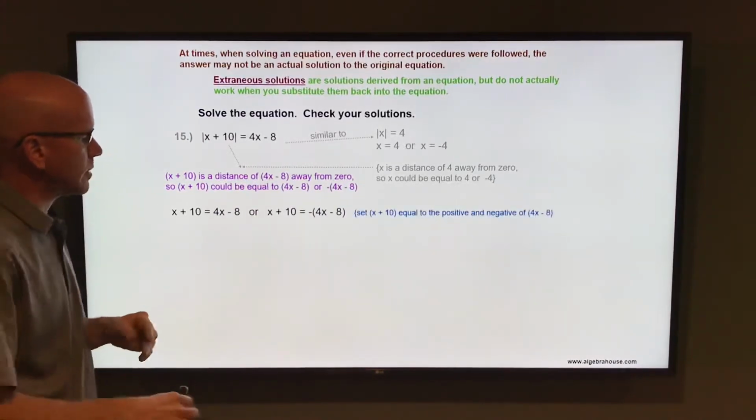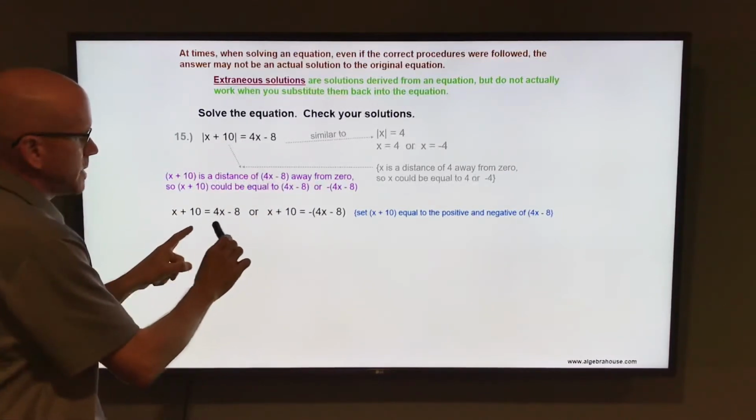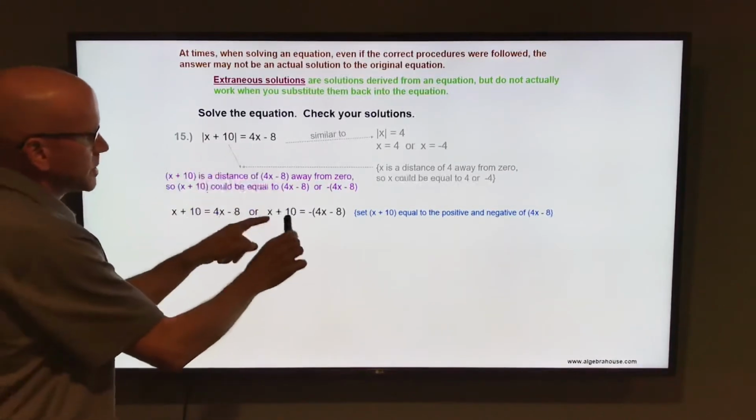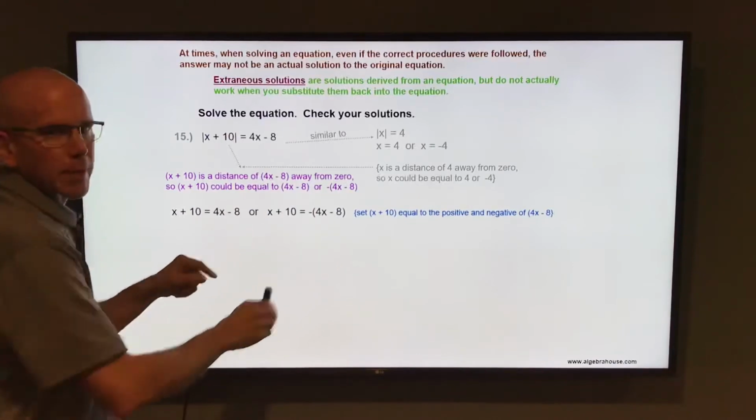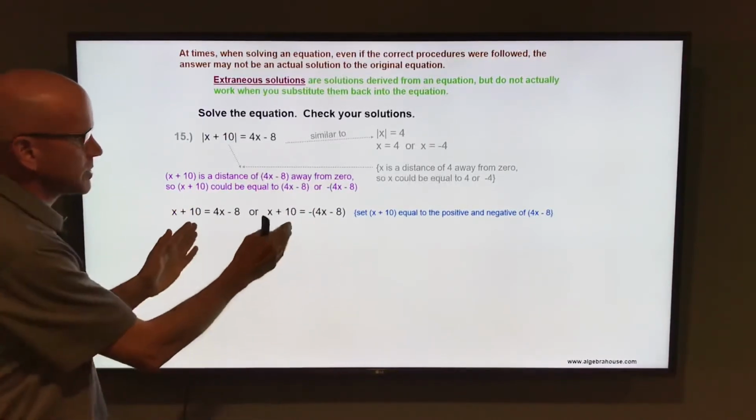So what we're going to do to solve for x is set that x plus 10 equal to the positive of 4x minus 8, and also set that x plus 10 equal to the negative of 4x minus 8. So now we have these two simple equations that we can solve for x.